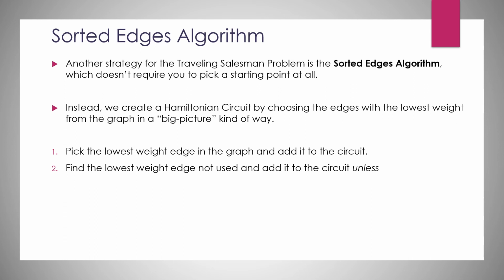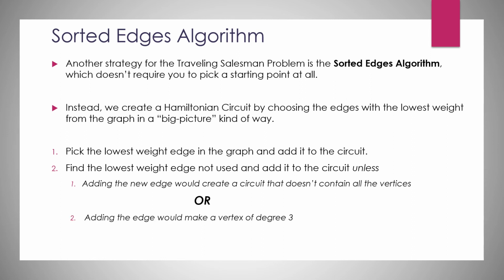Then we're going to pick the lowest weight edge that wasn't used, and we're going to add it, and just like before, we have a catch, unless adding the new edge gets a circuit that's too small, which would make this impossible, or adding the new edge would cause a vertex to have degree 3. And then we keep repeating step 2 until we have a circuit. And that's it.